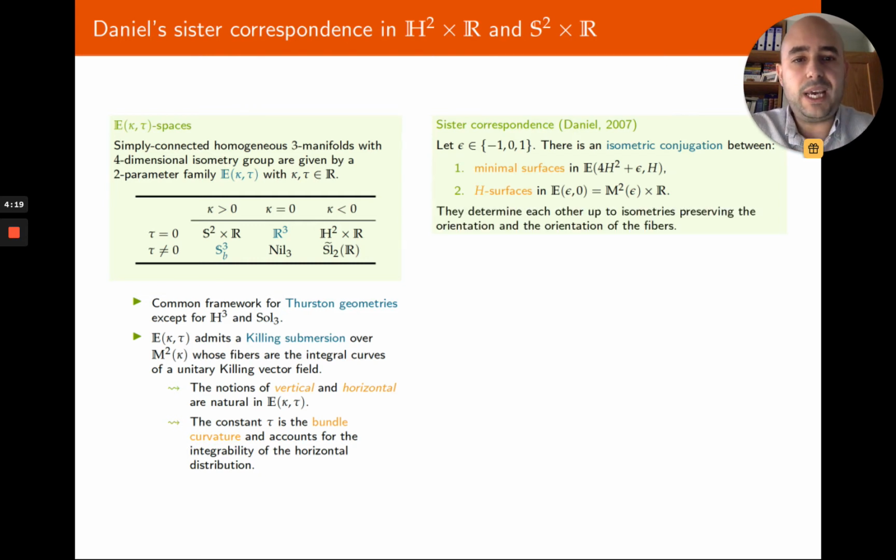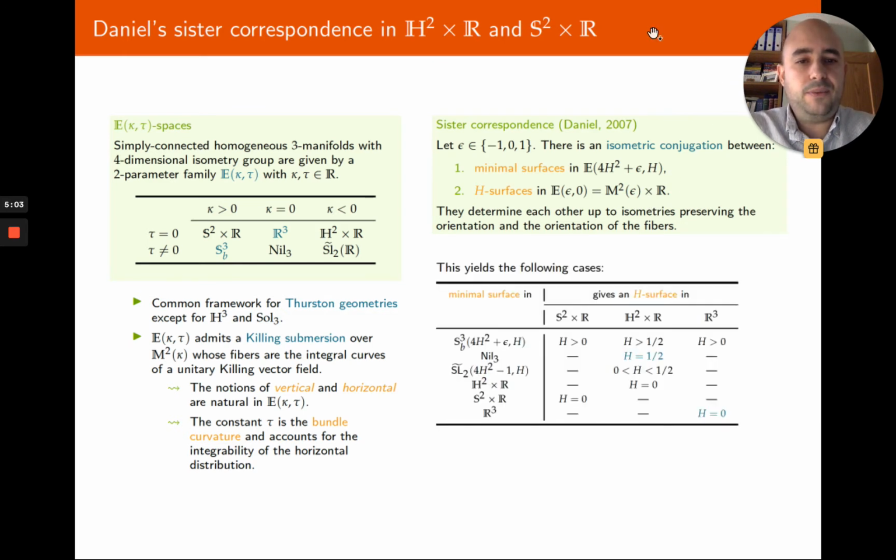Also, I would like to say that the Daniel conjugation is univocally determined up to isometries of both spaces which preserve both the global orientation of the ambient space and also the orientations of the fibers. For instance, if here I have S² × R, in this second case, I cannot perform a mirror symmetry with respect to a horizontal slice, because in that case I reverse the orientation of the space and the orientation of the fibers. And this doesn't commute with the conjugation.